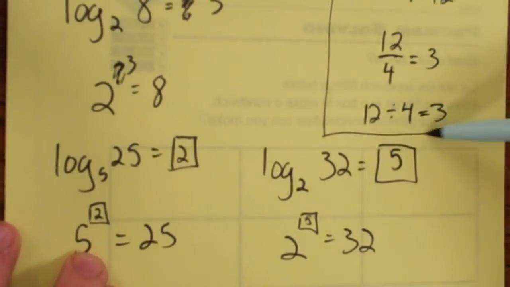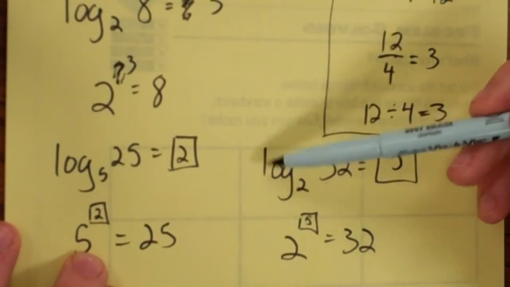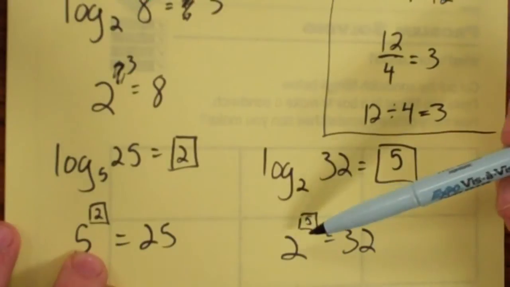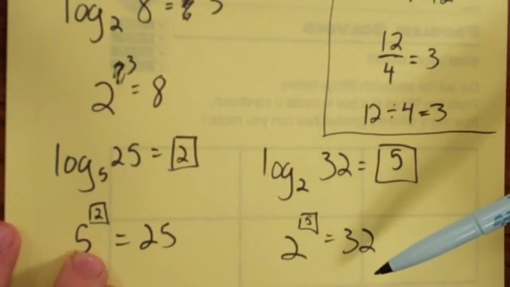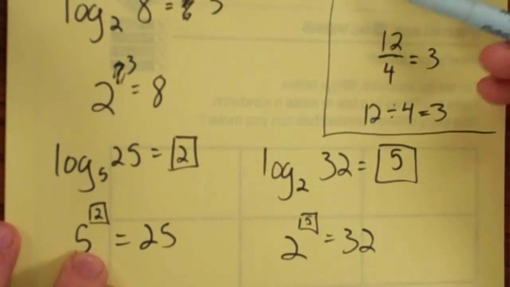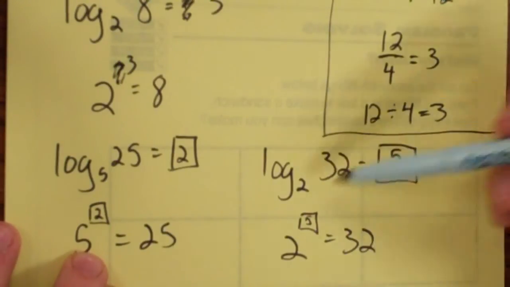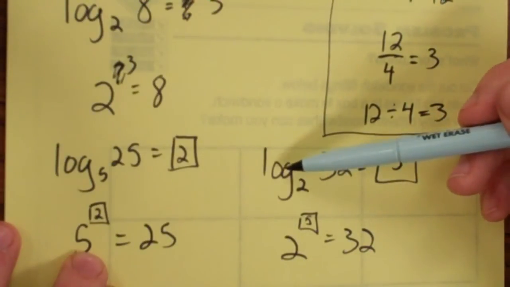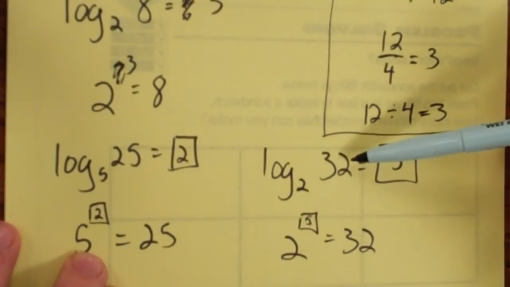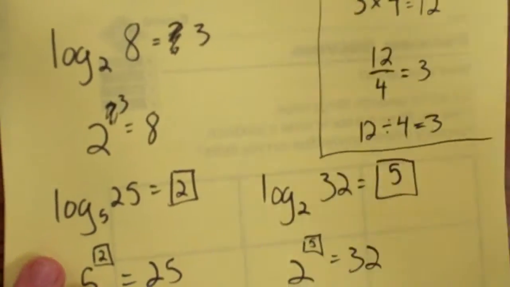Just like we could say we wrote this in multiplicative form, and we wrote this in division form, in the same way we can write this in logarithmic form or in exponential form. Same information, written in two different ways. This is written in the form of multiplying 3 times 4 to get 12. This was written in the form of 12 divided by 4 equals 3. But it's all the same information. Same thing here. I'm telling you that 5 is the power of 2 that gives you 32. Exact same information, different way of writing it. Okay?